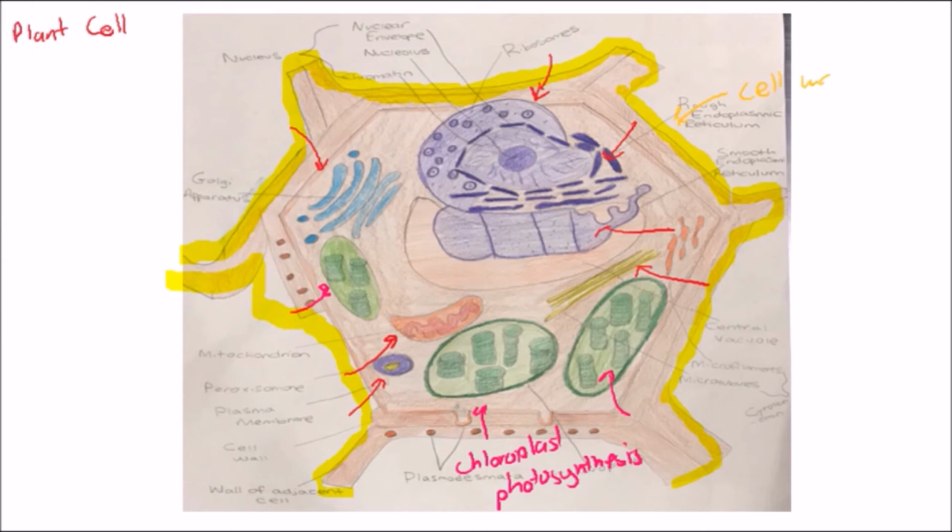Cell wall. Remember, only plant cells have cell walls. Animal cells do not have cell walls. Okay, so it's another difference. Only plant cells have chloroplasts. Only plant cells have cell walls. And then here's another thing.